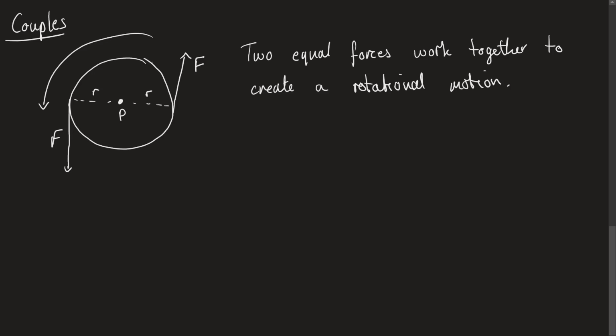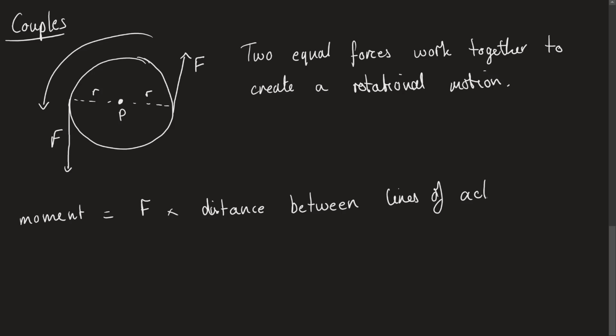Now the idea for this couples is a little bit different. Instead of actually just taking the distance from the pivot, we want to actually take the distance between them. So for couples, the moment is actually equal to the force of just one of them. So I'm just going to use F multiplied by the distance between the lines of action.